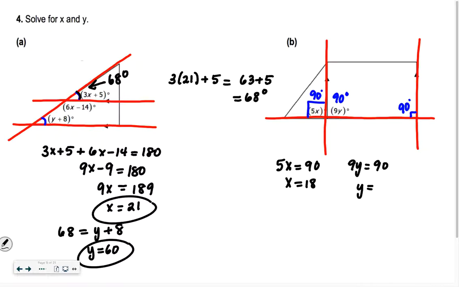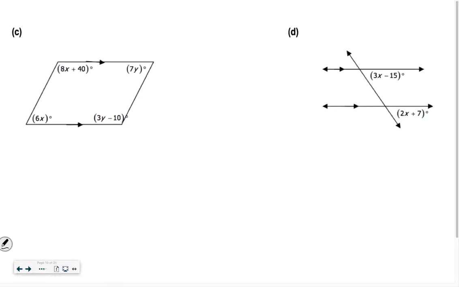So we get y is equal to 10. Done. So we're reading these geometry symbols. All right, so the next one is what we'd normally call a parallelogram, but we would actually need these ones to be marked as well. I think those are supposed to be marked as well. Let's mark them.